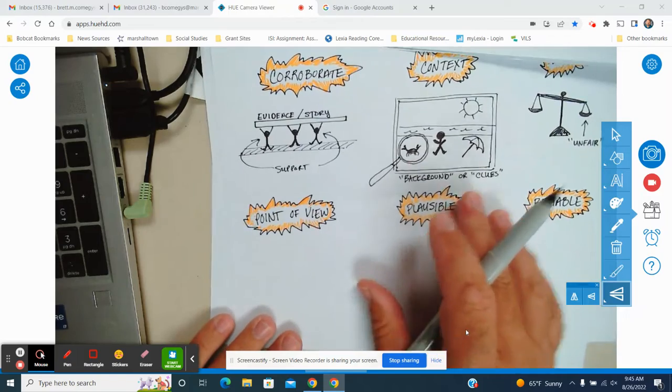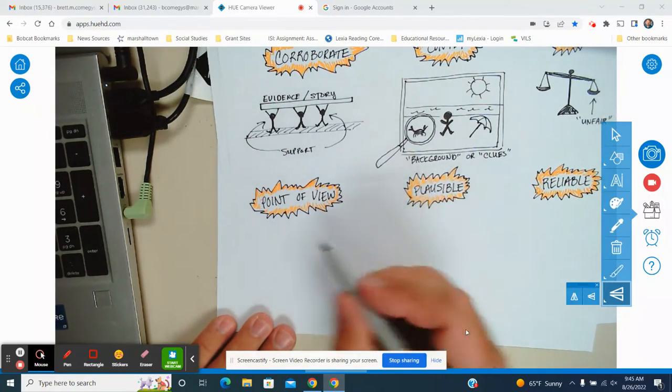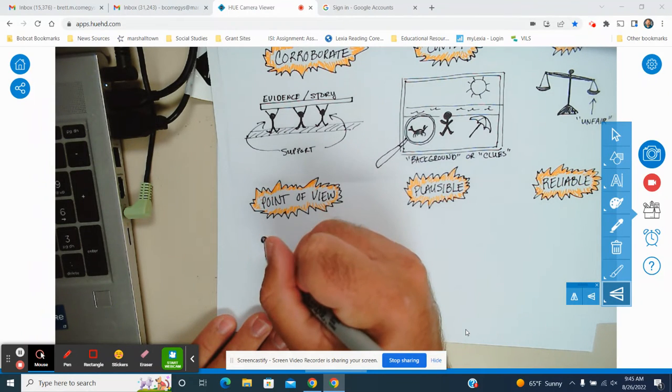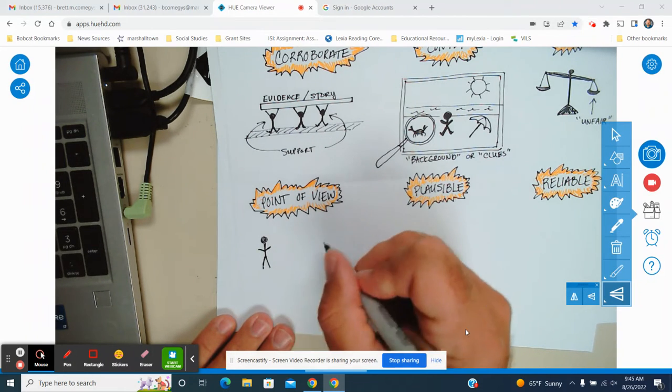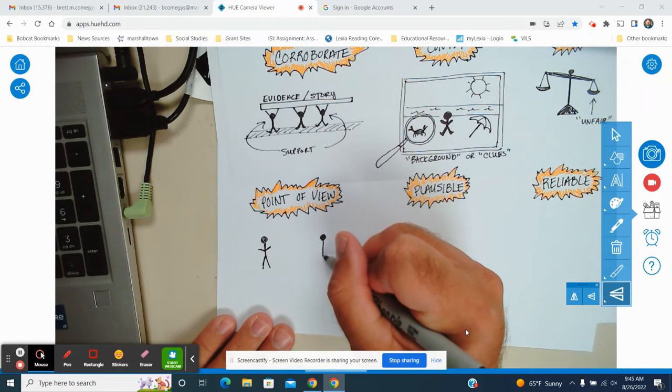Okay, so our next term. Looks like we're doing pretty good here. I'm going to try to get through this. Point of view. This is a lot easier than you think it is. Point of view is nothing more than how you see something, your perspective.